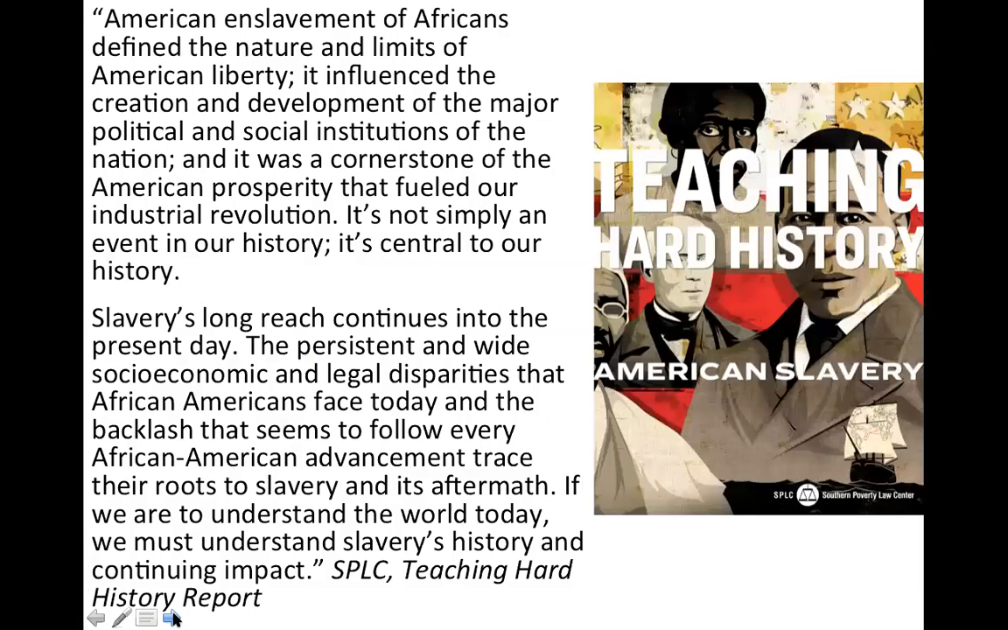This is a quote from the Teaching Hard History report, and I really thought this was powerful. American enslavement of Africans defined the nature and limits of American liberty. It influenced the creation and development of major political and social institutions of the nation, and it was a cornerstone of American prosperity that fueled our industrial revolution. It's not simply an event in our history, it's central to our history. Slavery's long reach continues into the present day. The persistent and wide social, economic, and legal disparities that African Americans face today, and the backlash that seems to follow every African American advancement, trace their roots to slavery and its aftermath. If we are to understand the world today, we must understand slavery's history and continuing impact.